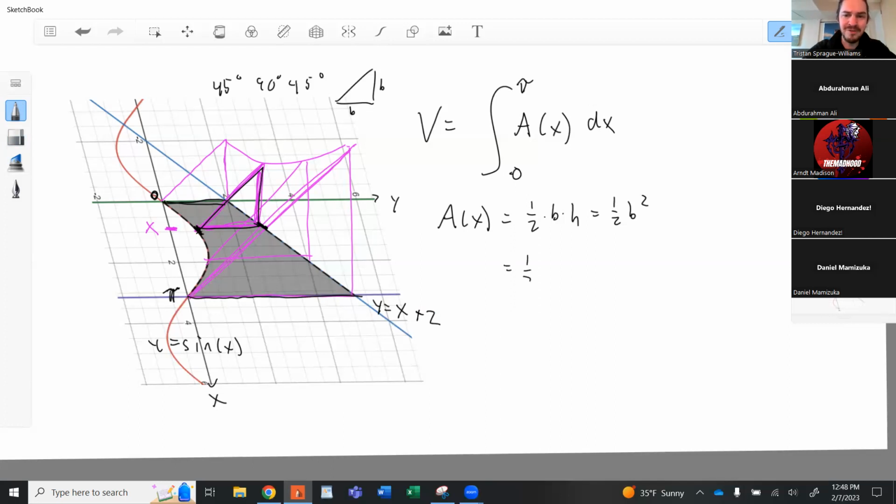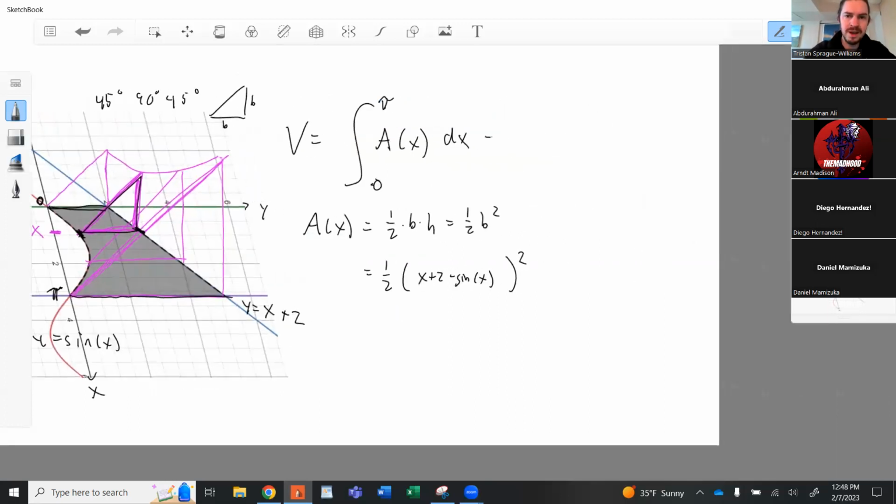So it's going to be 1/2 times the difference between those, top minus bottom. So x plus 2 minus sine of x. And then that whole thing is squared. All right. So that's how we integrate it. 0 to pi, 1/2 times (x plus 2 minus sine x) squared dx.